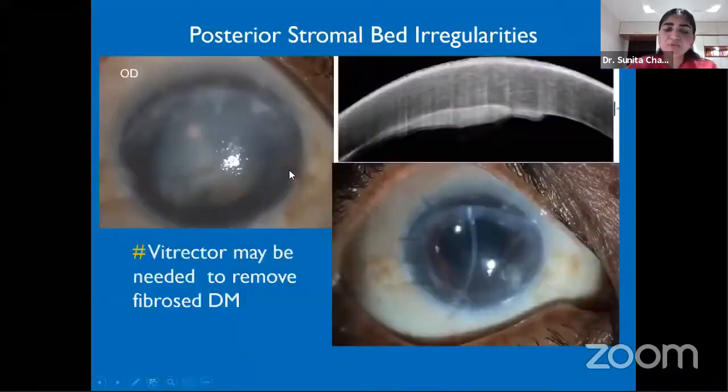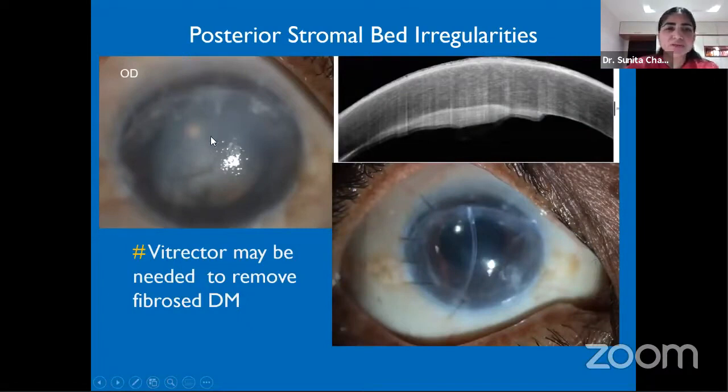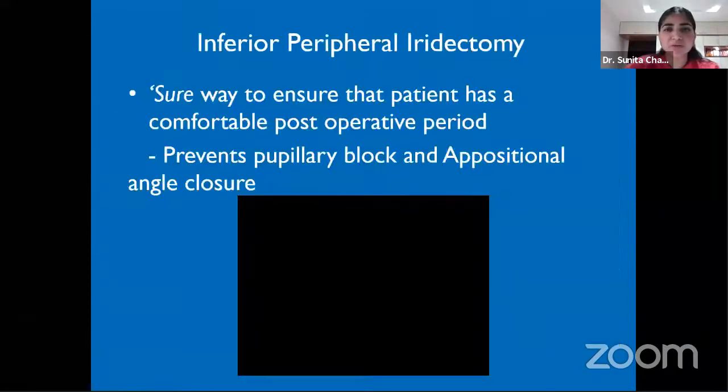Certain situations may happen where the posterior stromal bed is highly irregular. Look at this, a case of pseudophakic corneal edema with an ECCE incision and a very thick, dense, fibrosed Descemet membrane. In this situation, it was not easy to peel off the Descemet membrane, and in some cases, we may require a retractor to remove the fibrous Descemet membrane.